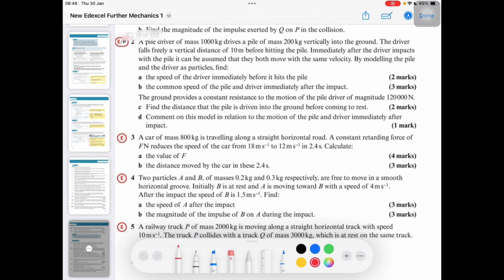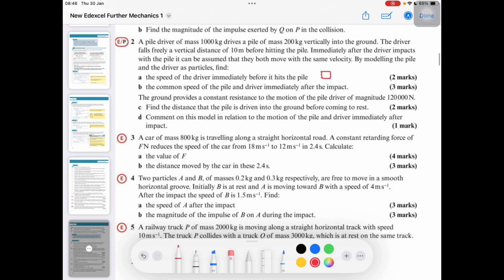A pile driver of mass 1000 kg drives a pile of mass 200 kg vertically into the ground, falling freely a vertical distance of 10 meters before hitting the pile. So maybe the 200 kg pile is here, and this 1000 kg driver comes down like this and tries to dig in. Assume that they both move with the same velocity immediately after. Find the speed of the driver immediately before it hits the pile.